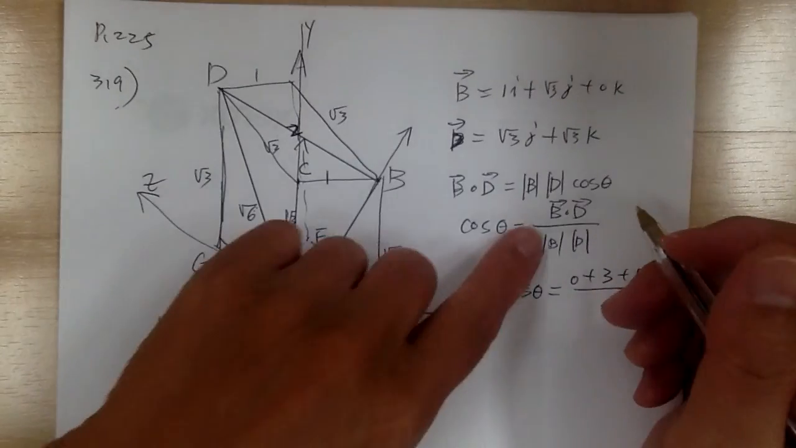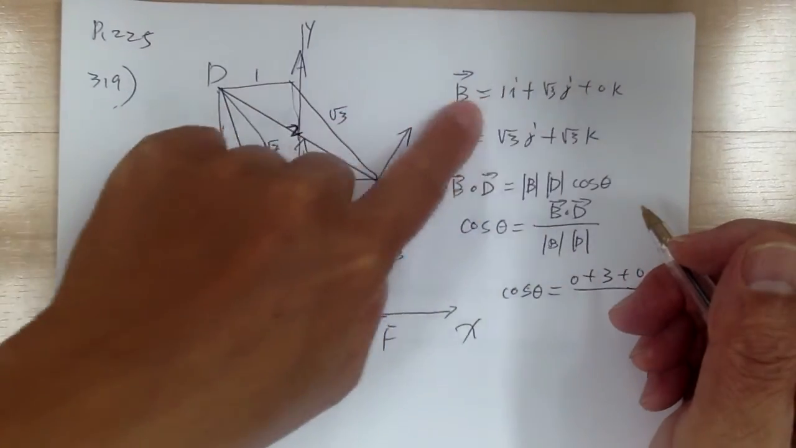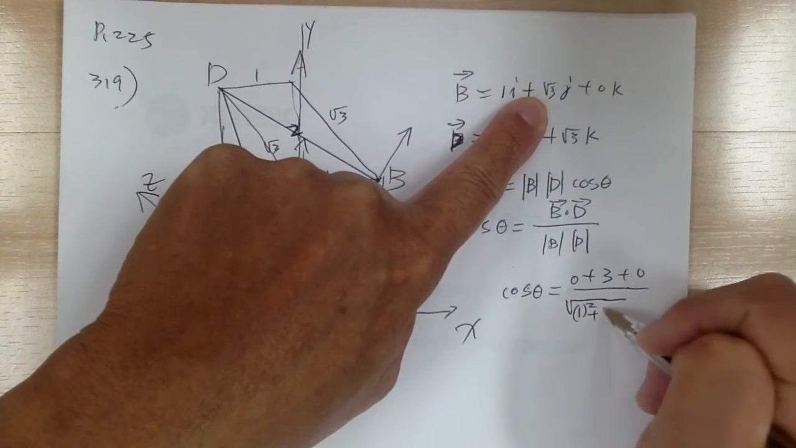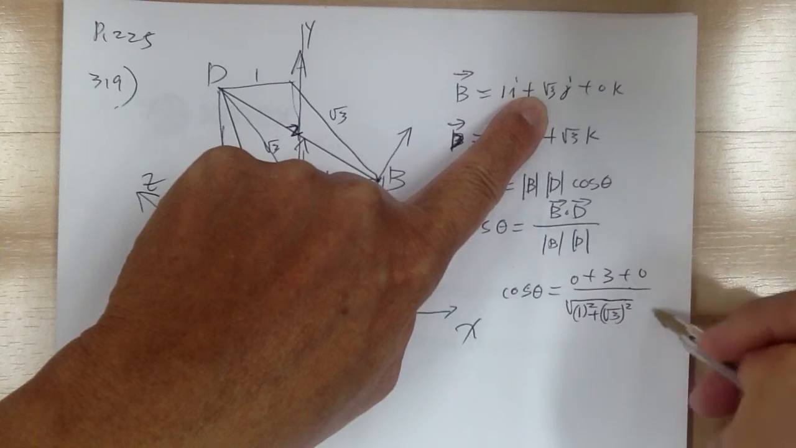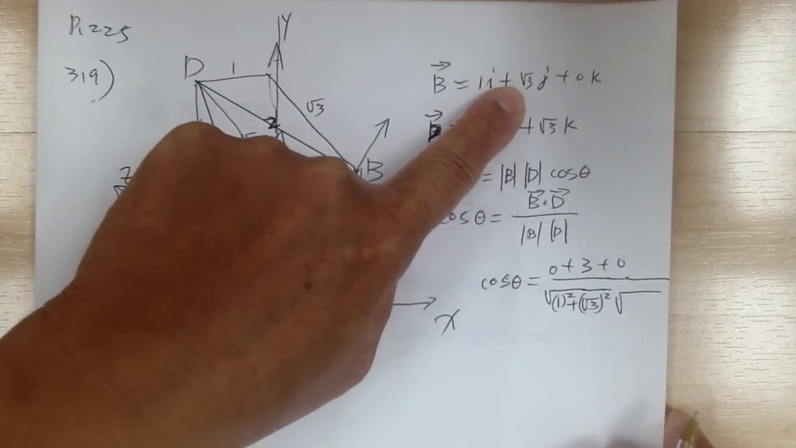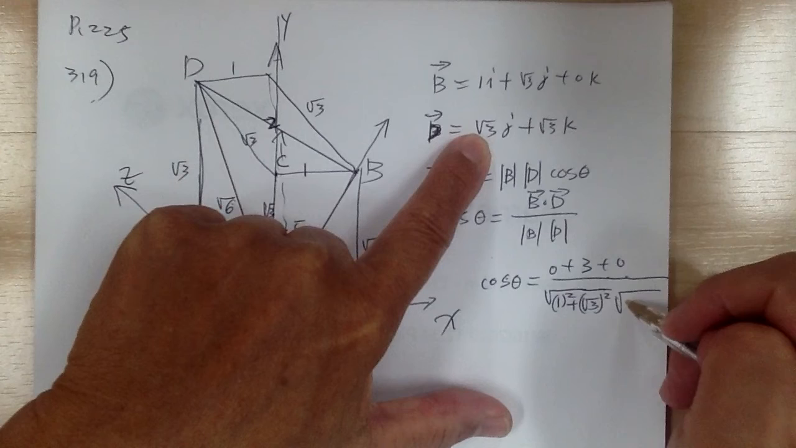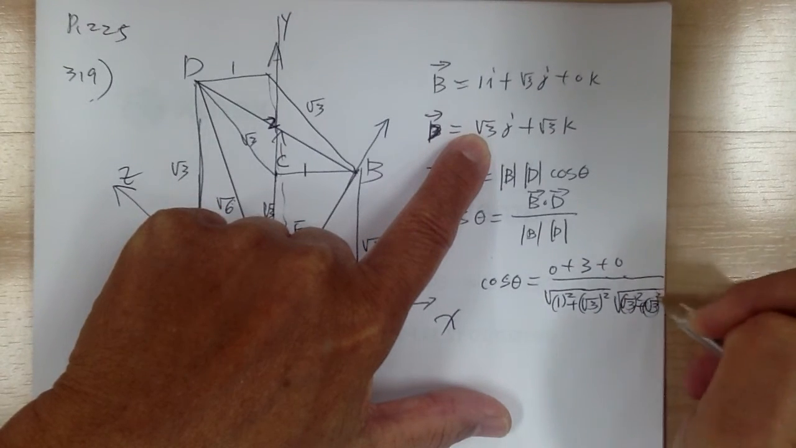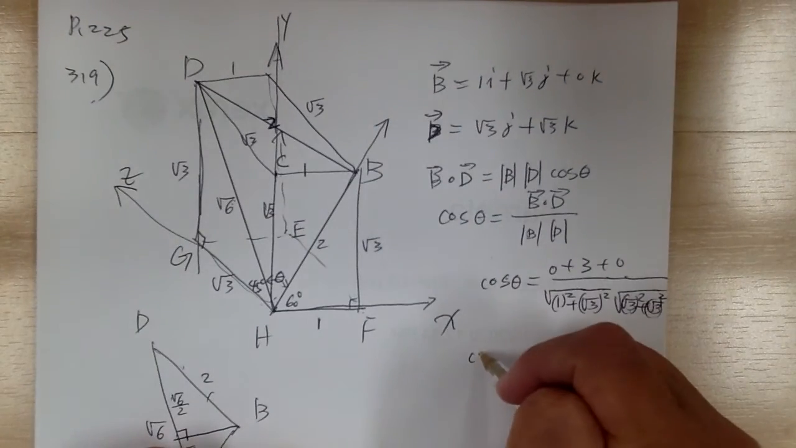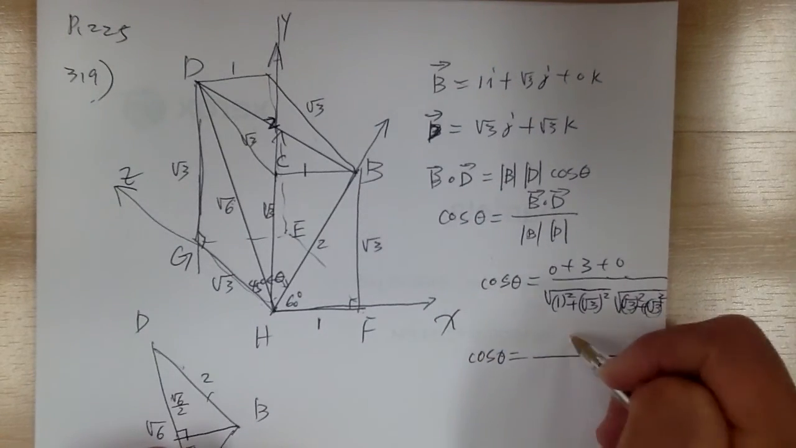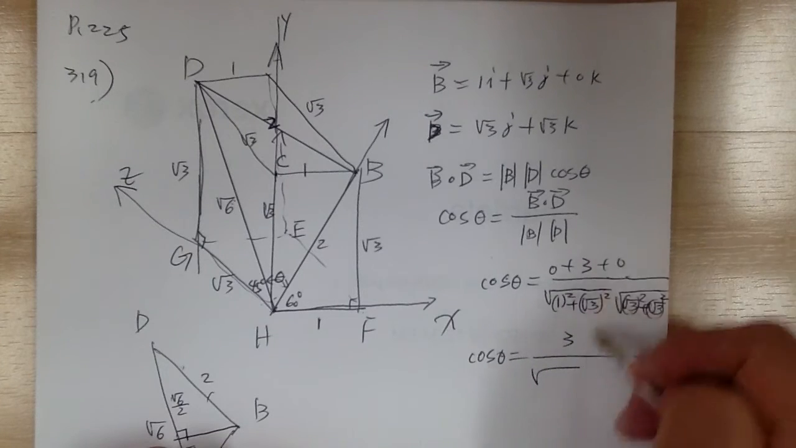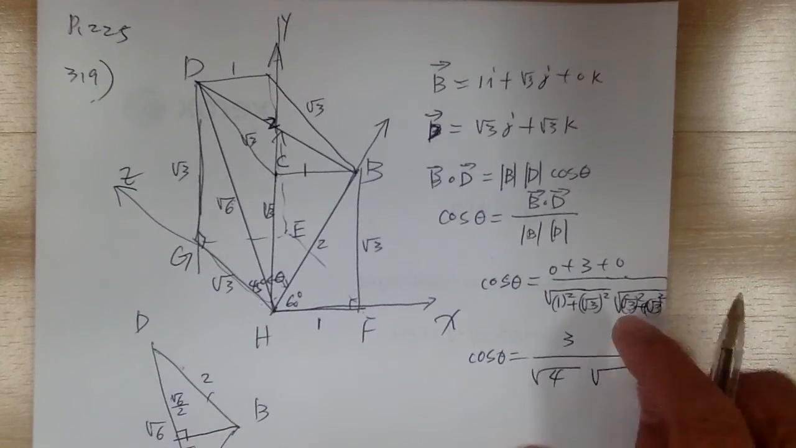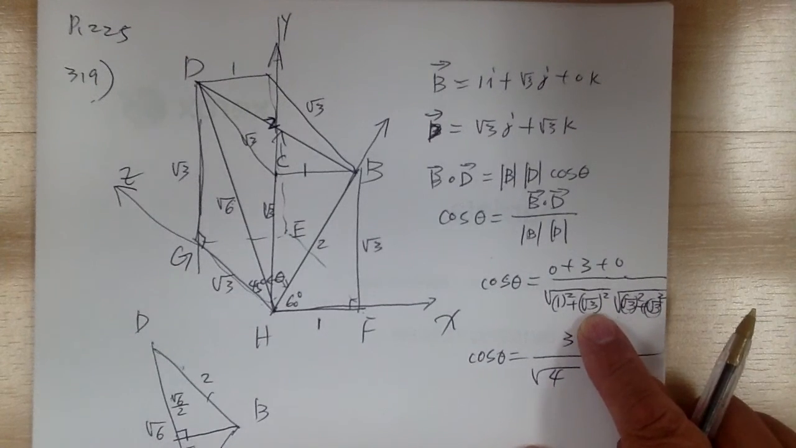Then the magnitude of B would be just the Pythagorean theorem, so it would be the square root of 1 squared plus square root of 3 squared. And the magnitude of D would be the square root of square root of 3 squared plus square root of 3 squared. So cosine theta will equal 3 over square root of 4 and square root of 3.